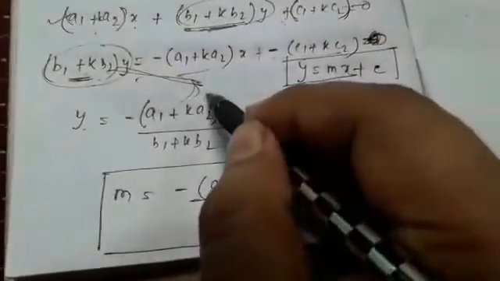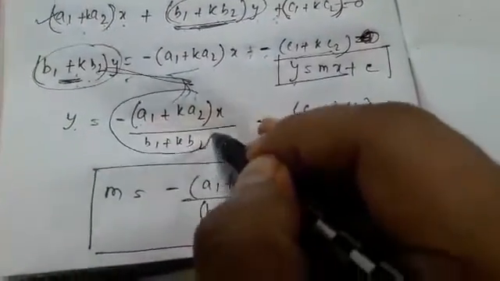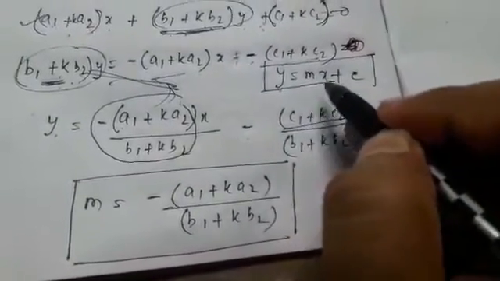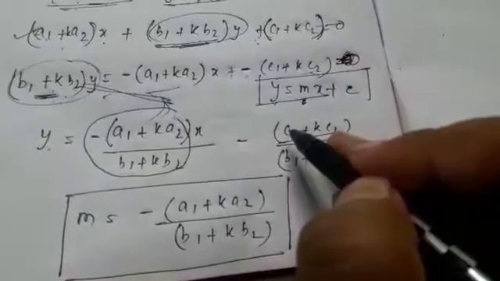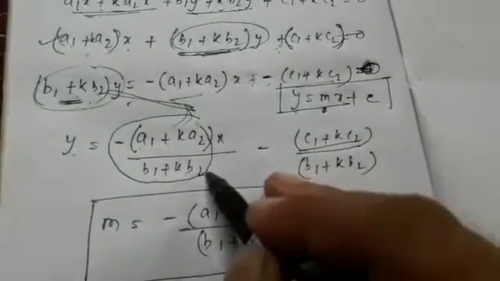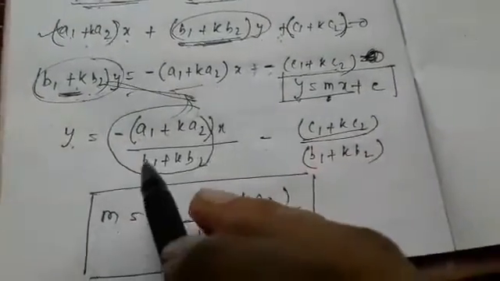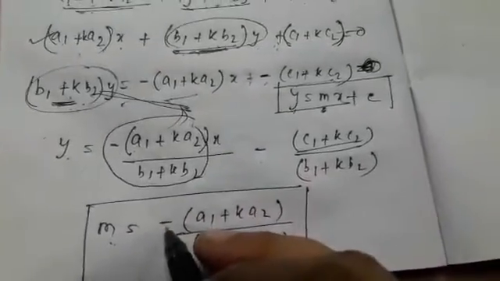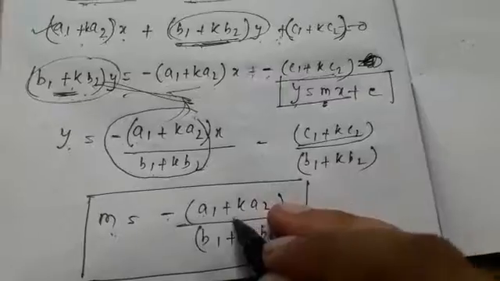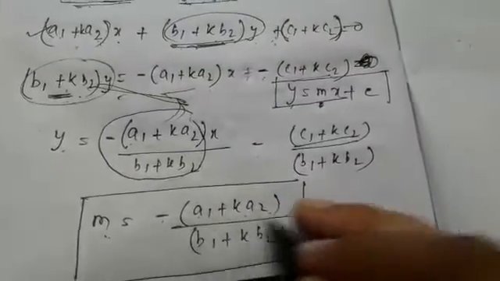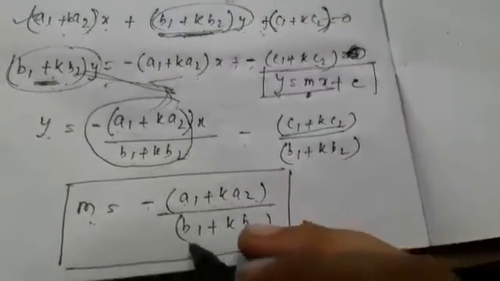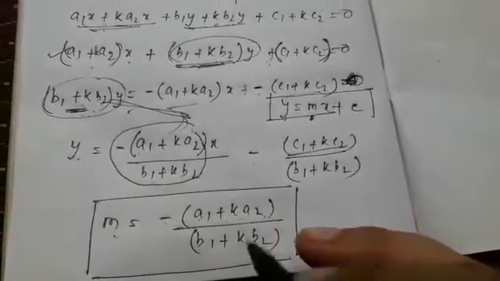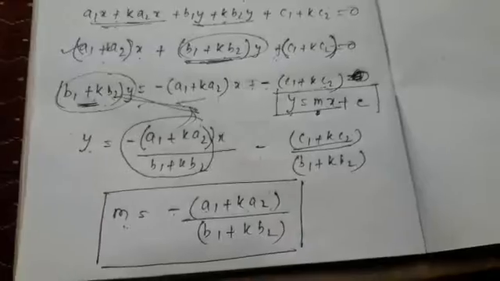Now this portion is our what? This portion is the slope, because we have arranged in y equal to mx plus c format, and the coefficient of x, which is m, is the slope of the line. So what is the slope of this family of lines? The slope m is given by minus (a1 plus ka2) by (b1 plus kb2). So this is the slope of your required line.